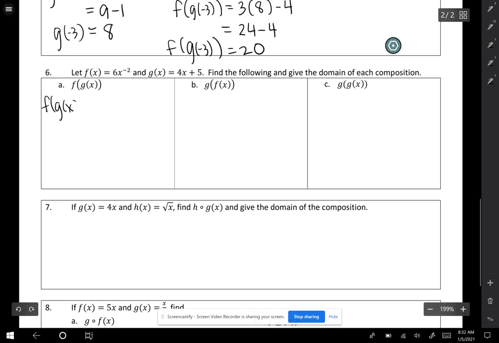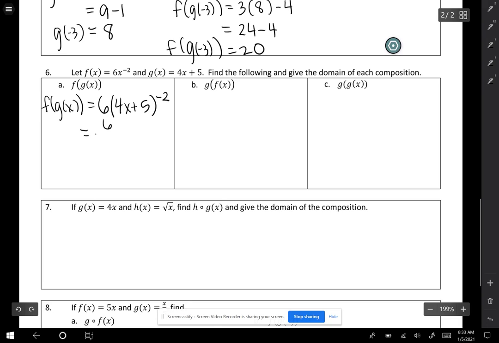So when I do this, I'm going to start with f. f is 6 times x to the negative 2. So I'm going to put the 6 down, but I'm replacing the x with what g of x equals, 4x plus 5. And that's going to be to the negative 2. Now we're going to simplify it.